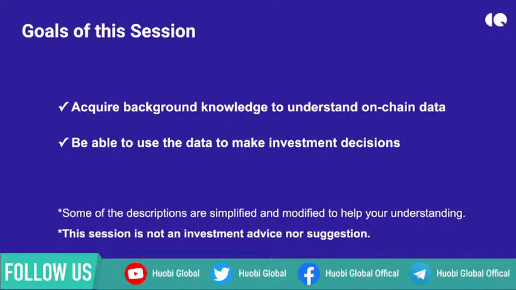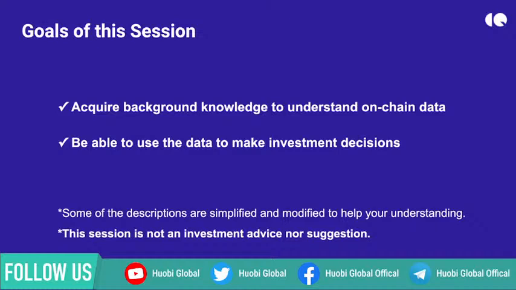So the goals of this session are to first help you acquire background knowledge to understand on-chain data. And hopefully after this, you can make investment decisions not based on any other information, but based on data.